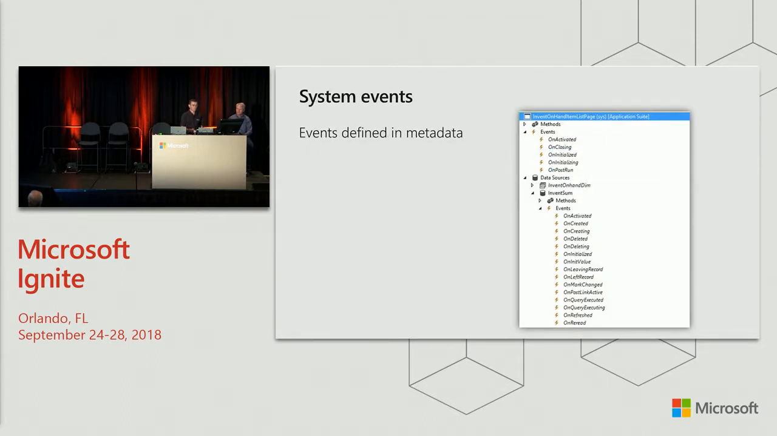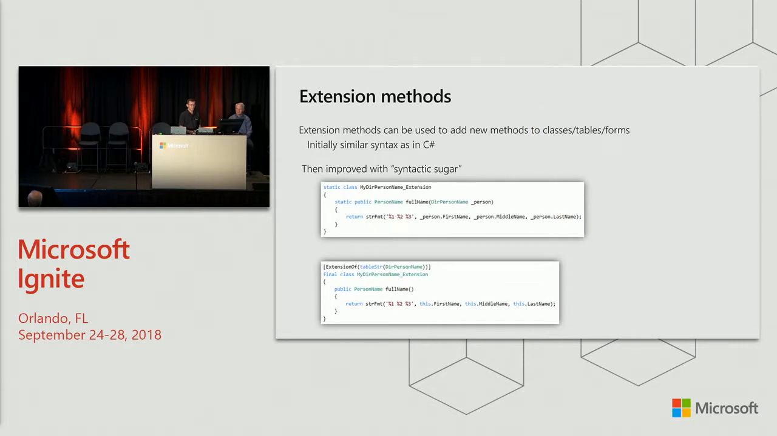And then for system events, there's a lot of events that we have defined in metadata, so you'll see those in the AOT as an events node underneath different types. So on activated, on closing, on initialized, and so on. You can take advantage of those.